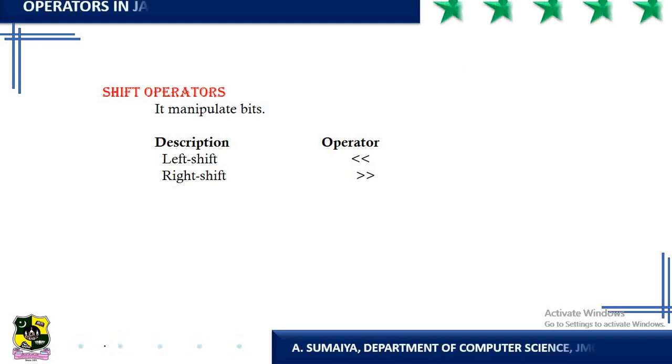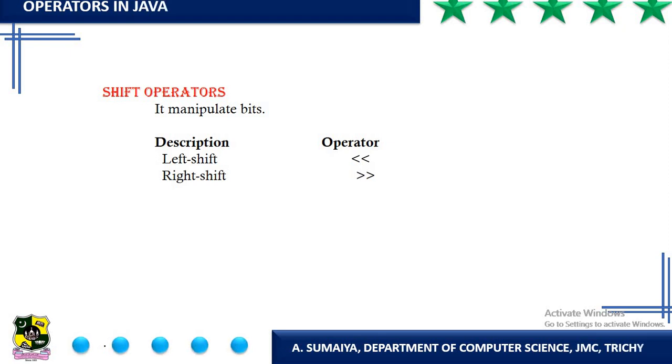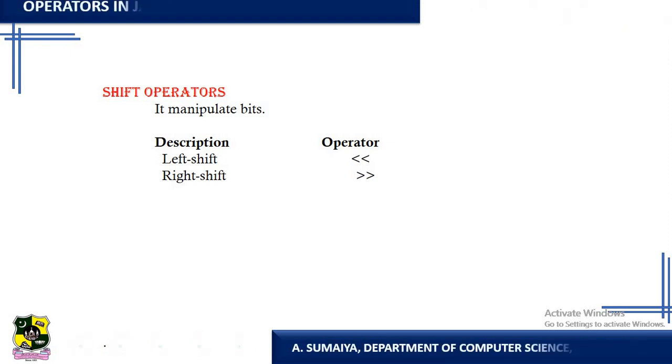Next one is ternary operator. This operator is also called the conditional operator. Syntax: Boolean expression, question mark, value 0, colon, value 1.